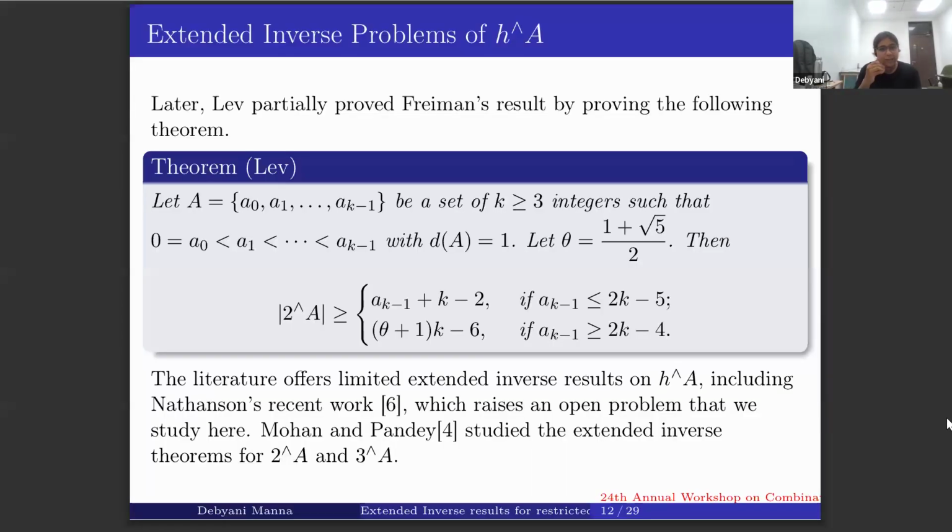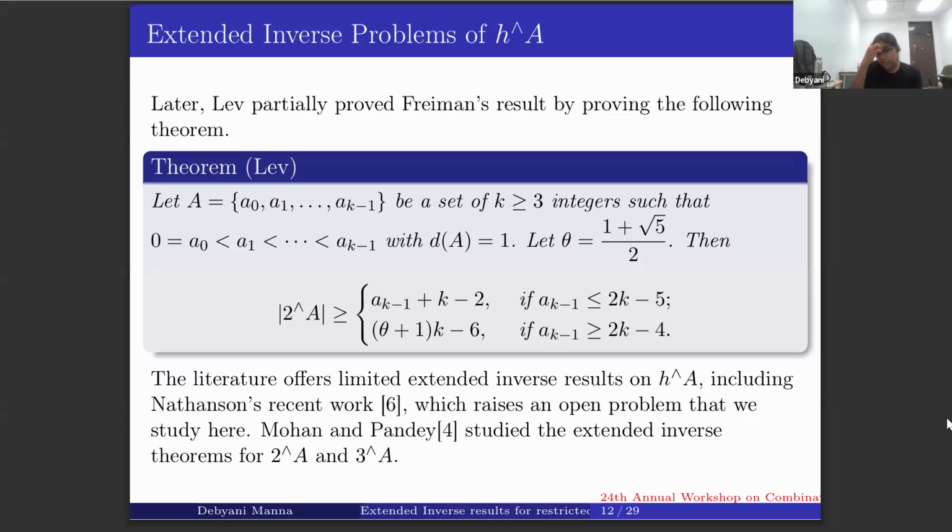Now, Lev has partially proved this conjecture, where he has said that the twofold restricted sumset is greater than or equal to a_{k-1} + k - 2 if a_{k-1} is less than or equal to 2k - 5, and (theta + 1)k - 6 if a_{k-1} is greater than or equal to 2k - 4, where theta is the golden ratio.